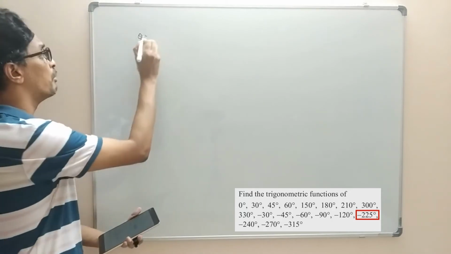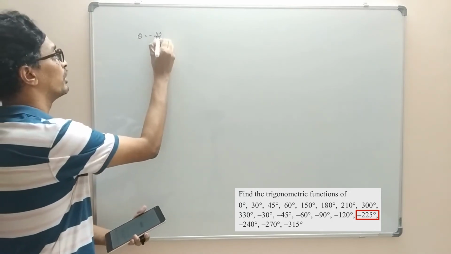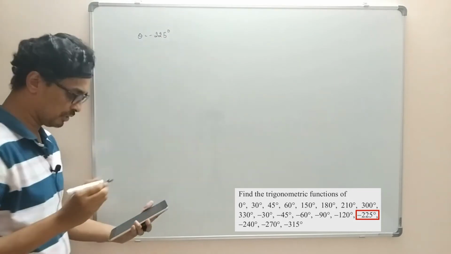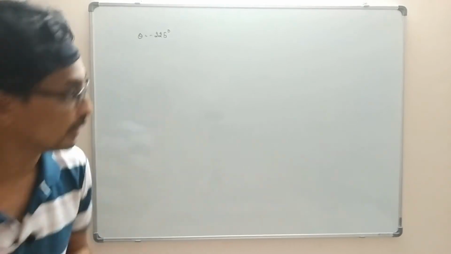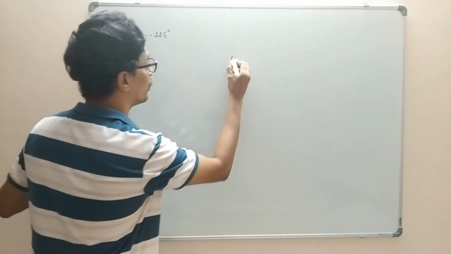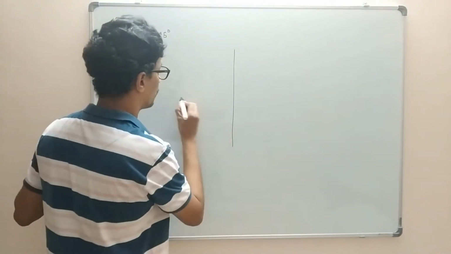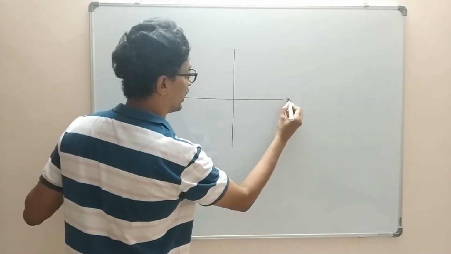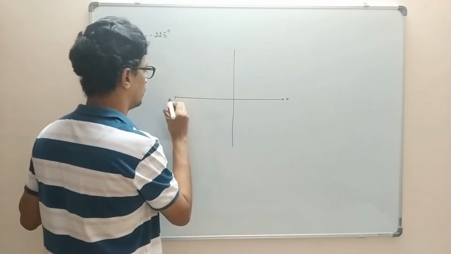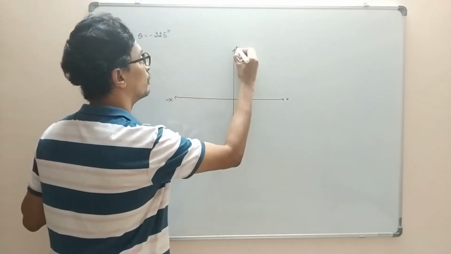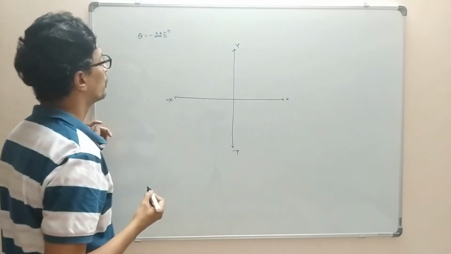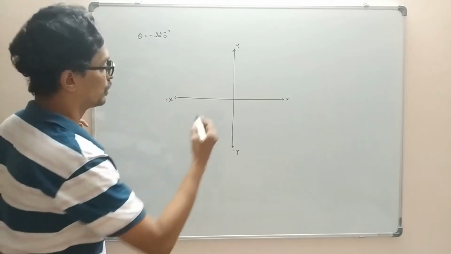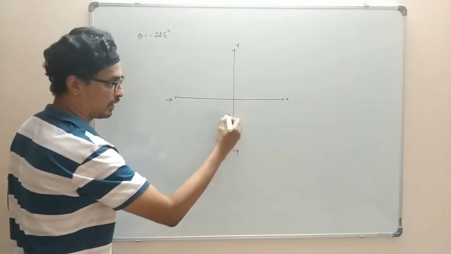What is given is minus 225 degree. We have to find out the trigonometric ratios for this angle minus 225 degree. How we are going to do it? So let us form the coordinate system. X, minus x, y, minus y. So it is negative. So the angle should be clockwise.